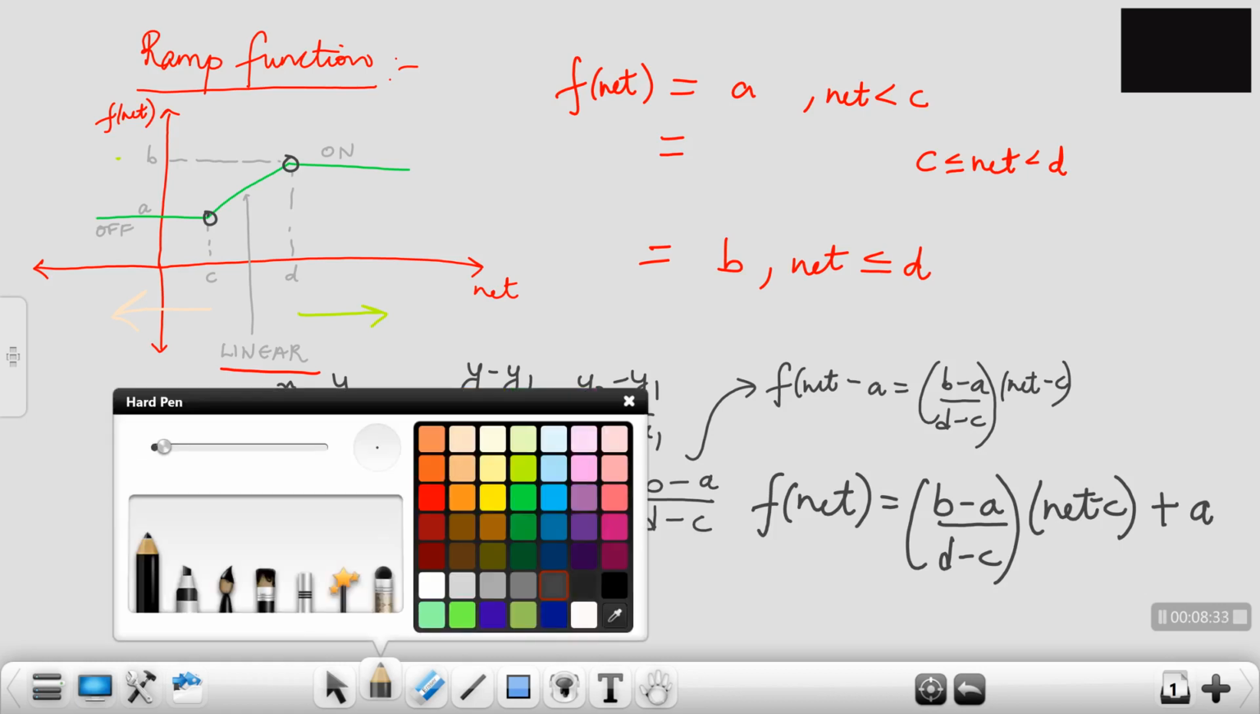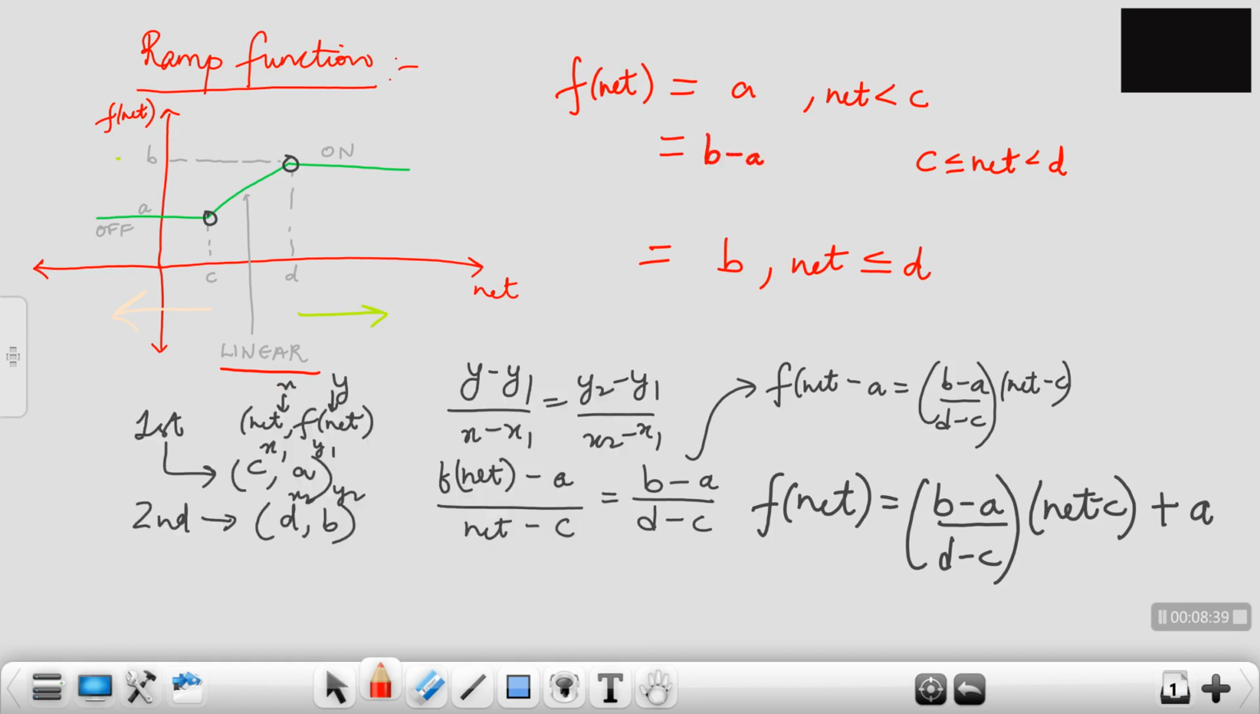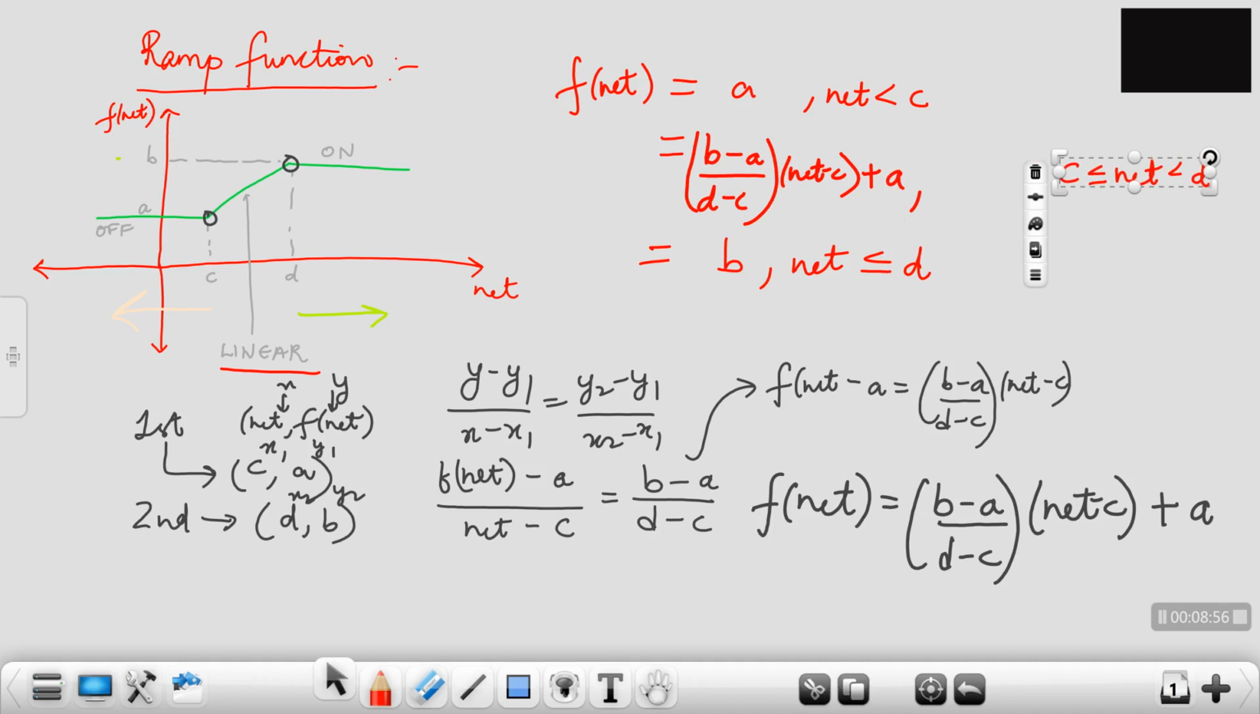So I have to write the same thing here. That is, f of net will be nothing but b minus a upon d minus c, net minus c plus a. So maybe I can just, rather than squeezing it up, I can take it on the other side. Okay. So I think this is fine. So this is the ramp function and this is the way it is defined. Now we shall go to the special cases of ramp function where we will be having c, d, a, b, whatever the values we will be putting.